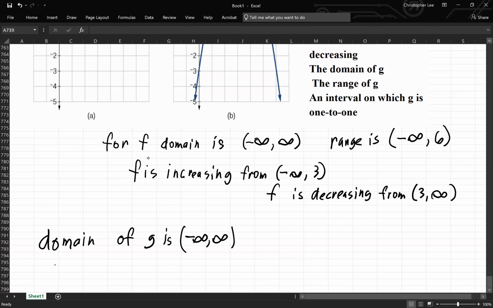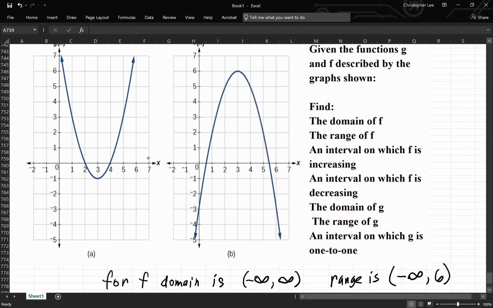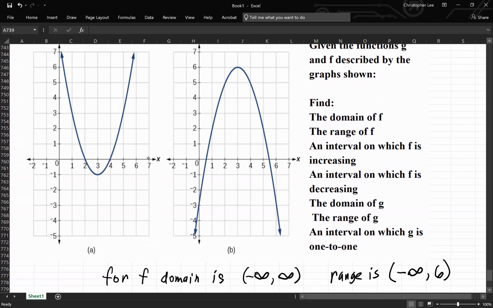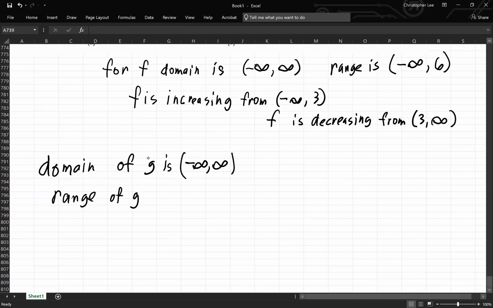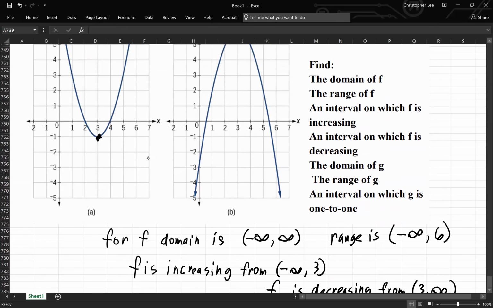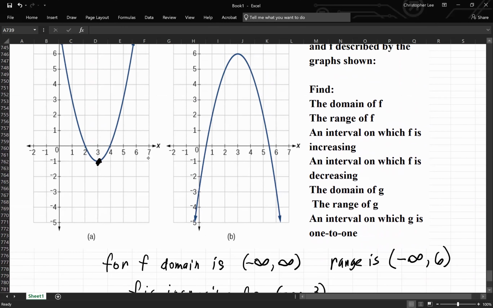Range of G. Let's talk about the range. So the range of G, right? This has a minimum, right? So we're gonna go from the vertex right here all the way up to infinity, right? So what's my range? I'm going from -1 to infinity. That's my range, right? From -1 to infinity. And that's it.